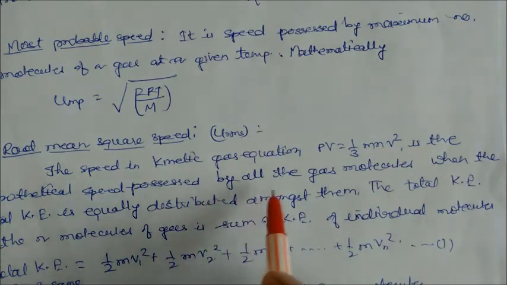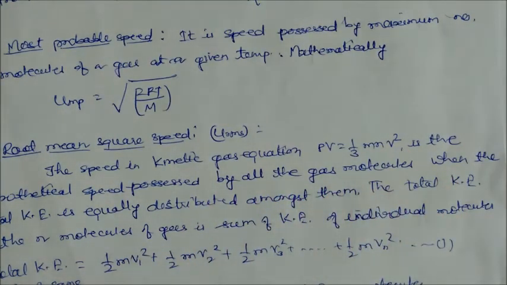It is possessed by all the gas molecules when the total kinetic energy is equally distributed among them. The total kinetic energy of the n molecules of the gas is the sum of the kinetic energies of the individual molecules. This is the law of conservation of energy. So the total kinetic energy will be equal to half m v square, where m is the mass of the molecule.